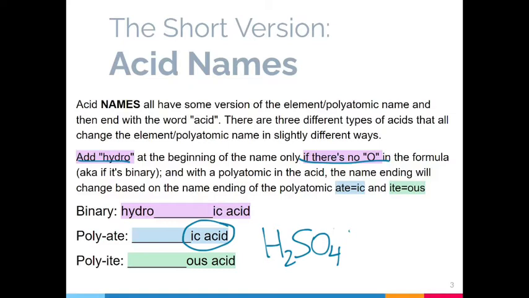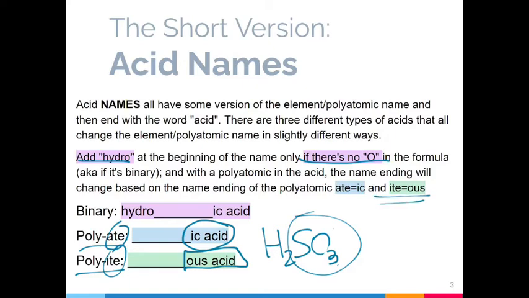And then just like we can have sulfate, we can have sulfite, which is very similar, just a different number of oxygens. So we've still got oxygen in here, so we're not using hydro at the beginning when we have a polyatomic. It's just sulfur for sulfite here. And then when it's the -ite version of the polyatomic, we change that ending to be -ous. So this is sulfurous acid.